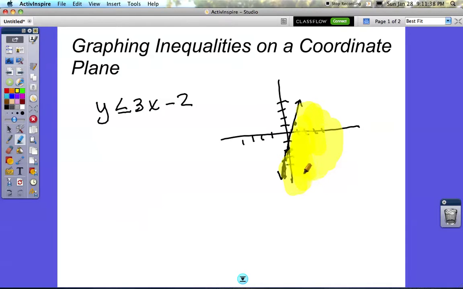All right, where are your questions? How do you figure out where to shade? Okay, you put your pencil on the line. Look at the inequality. What is my inequality? Greater than or less than? Less than. So I have to go below that line. Okay, good question. Another one, please.